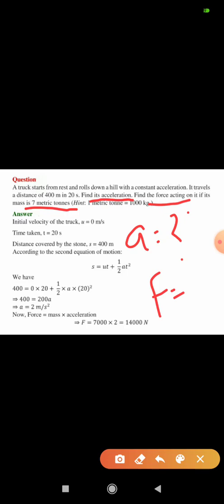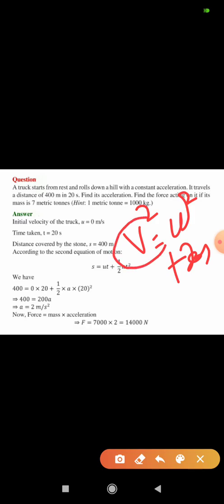7 metric ton is not the SI unit. So firstly we will convert metric ton into kilogram. Already they have given 1 metric ton is equal to 1000 kilogram. Now, as per the numerical, we will start discussing the velocity of the truck. Initial velocity: they are saying the truck starts from rest. Once the truck starts from rest, the initial velocity u will be 0. So u is equal to 0 meter per second.